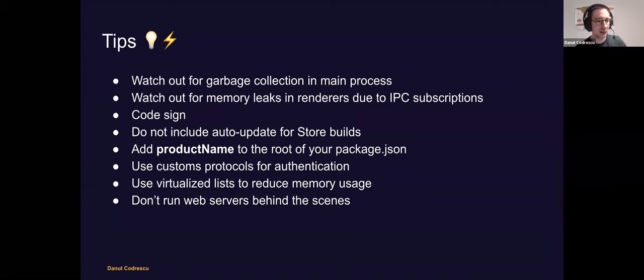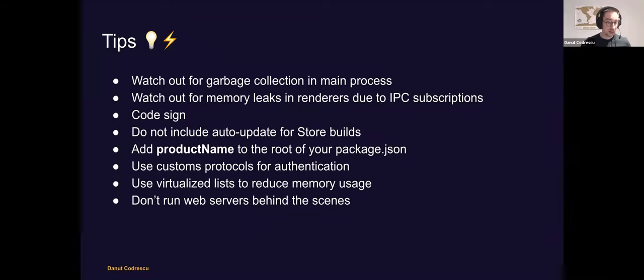It is very important to add a product name to the root of your package.json, and this is very useful if you have multiple words in your product name, because normally in package.json the name of the application cannot have spaces. So the installation folder will not have spaces and will look weird, or even camel case or stuff like that. But if you add a product name, then you can add spaces and it will be nicely formatted.